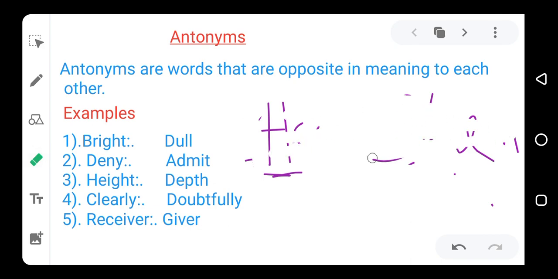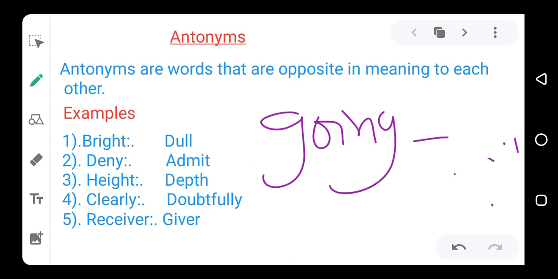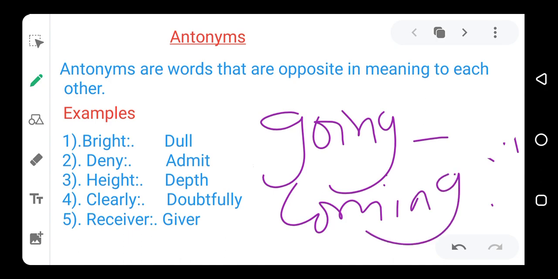Now for verbs, if someone says going, the opposite that will come to your mind is coming. Going, coming. So we have antonyms also in verbs. Going and coming, they are both verbs and they are opposites to each other. Therefore, we have antonyms also in verbs.